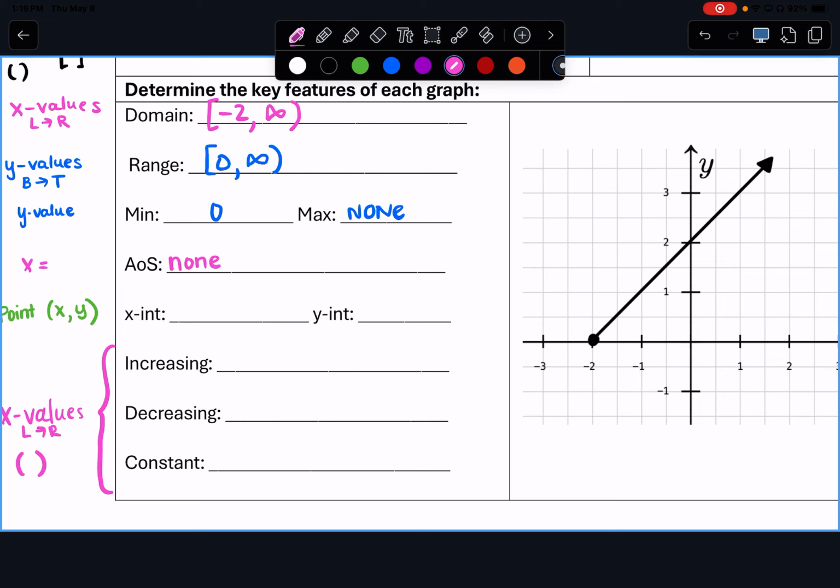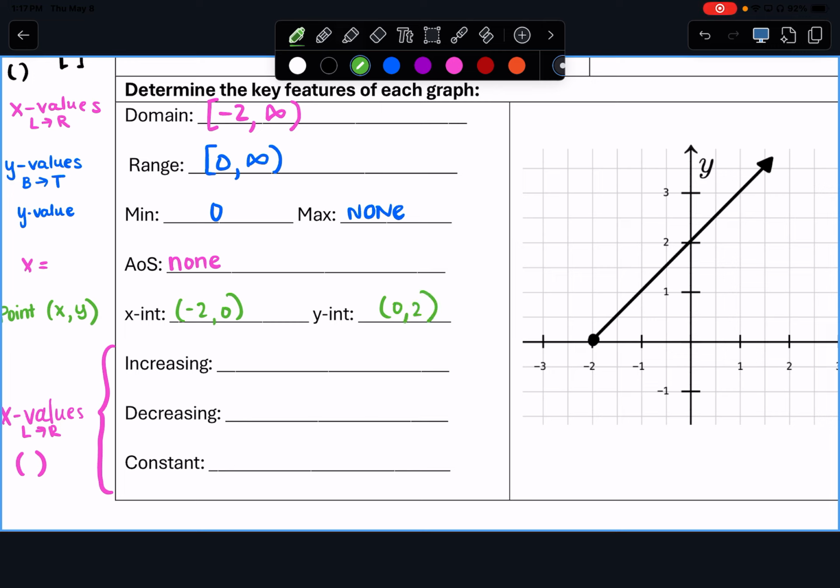Now, where does it touch the x-axis? -2. How do I write a point? -2, comma, 0 with parentheses. Now, our y-intercept, where does it touch the y-axis? So how do I write that point?